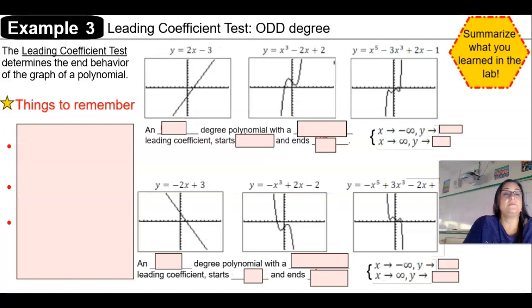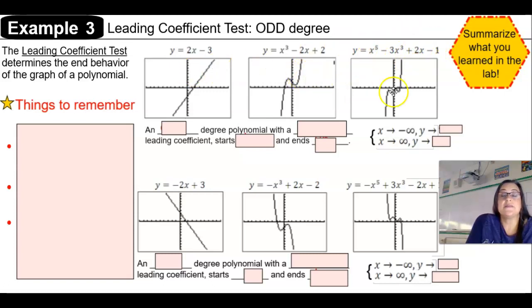And then in example 3, we're looking at what happens to the end behavior with an odd degree. When you look at these three examples, this is linear: 2x minus 3 has a degree of 1. The next is cubic: x cubed minus 2x plus 2, that's a degree 3 or cubic polynomial. And then x to the fifth minus 3x cubed plus 2x minus 1, that's a degree 5 four-term polynomial.